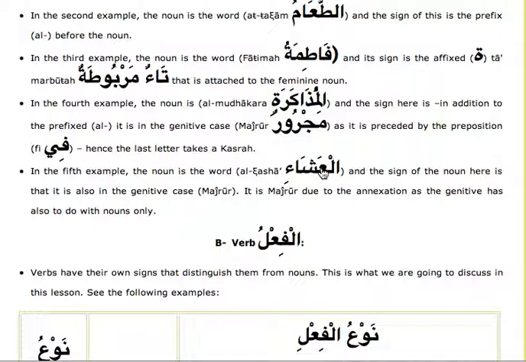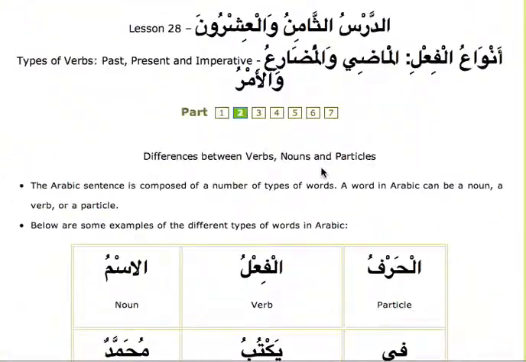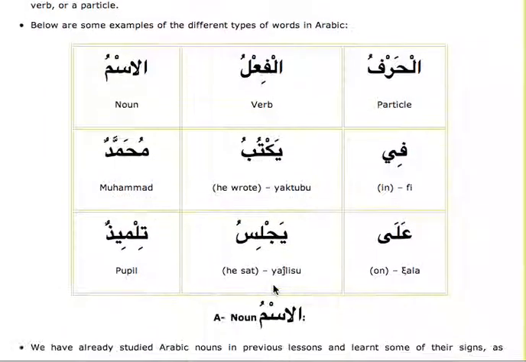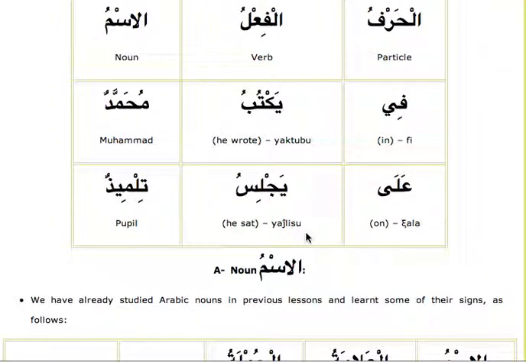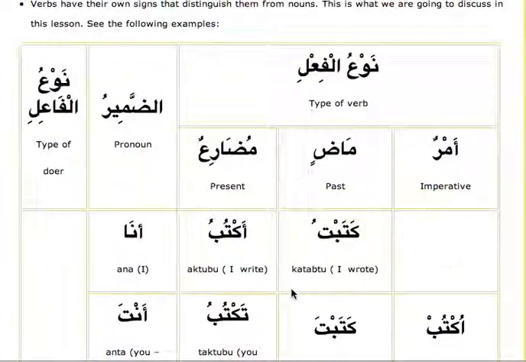But I did not know those were past tense. I'm talking about these ones. This verb becomes past tense here and has a dhamma over there. You can't say fi yaktaba Muhammadin. It's not connected, is it? Okay, I go up here.